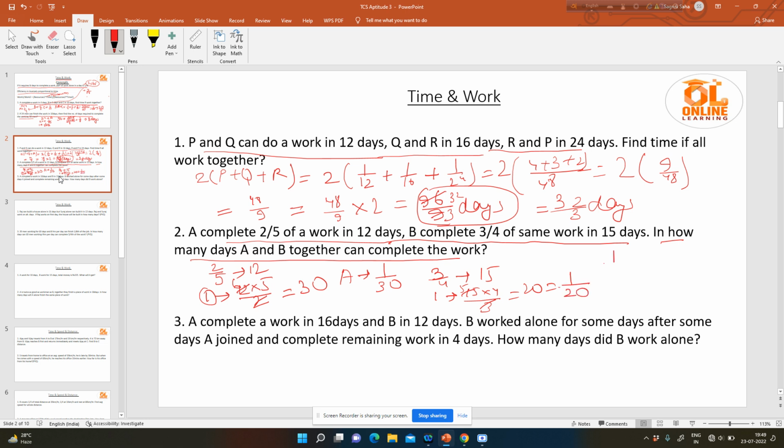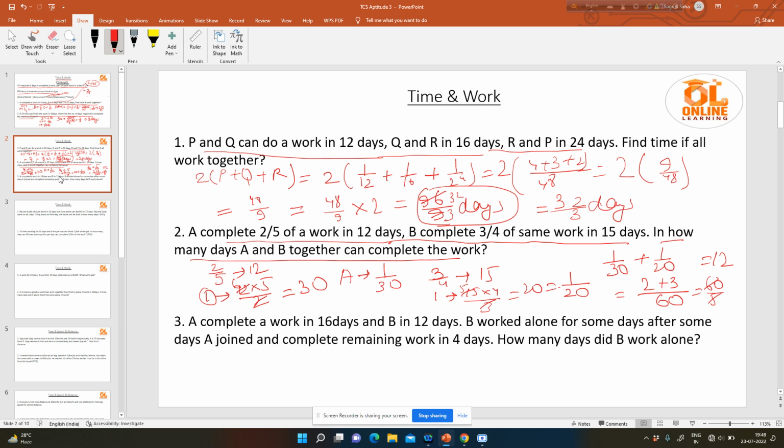So together we will have 1 by 30 plus 1 by 20. If we take the LCM, it would be 60. So 2 plus 3, that is 5 by 60. That would be 12 days, right?